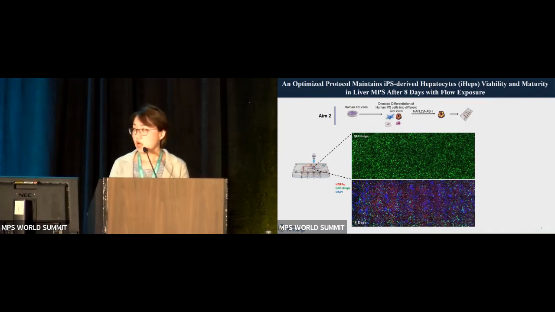you can see the red signal is HNF4 alpha, which represents the adult hepatocyte marker, indicating the maturity of the iHeps. We are able to maintain about 70% of the maturity of our iHeps in the LAMPS model for 8 days of flow exposure.